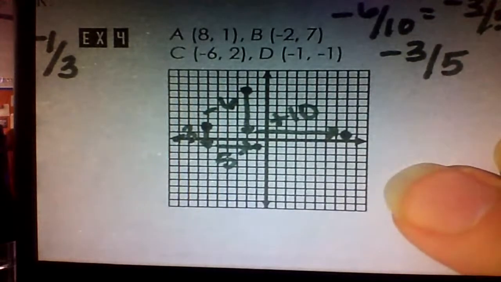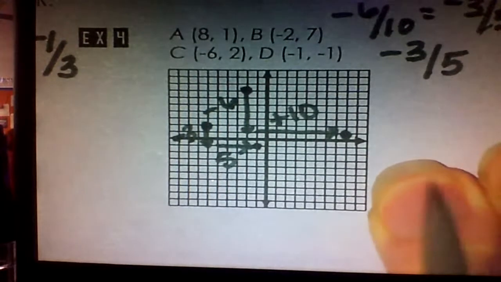All right. So parallel lines have to have the same slope. The last thing I need to talk about is perpendicular lines.